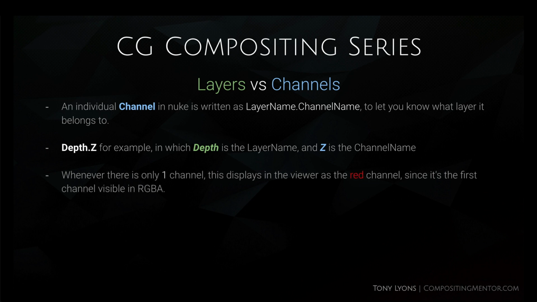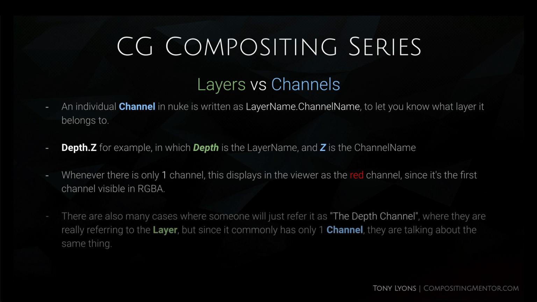Whenever there is only one channel, this displays in the viewer as the red channel, since it's the first channel visible in RGBA. There are many cases where somebody will just refer to the depth channel, where they're actually referring to the layer depth, but since it only has one channel, they're basically talking about the same thing. So that is where the jargon and the terminology gets a little bit mixed up, but usually it would just mean that depth channel only has one channel, and so you can just say depth channel and it works out the same way as depth layer.